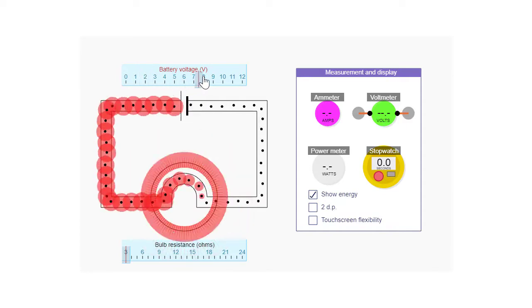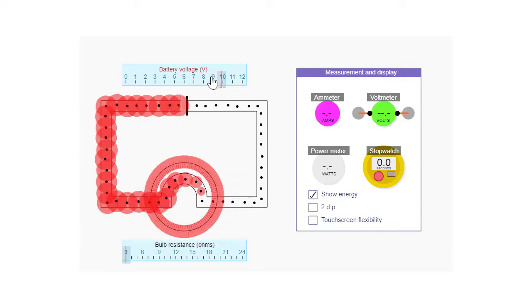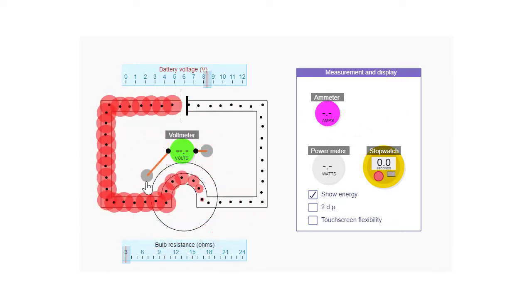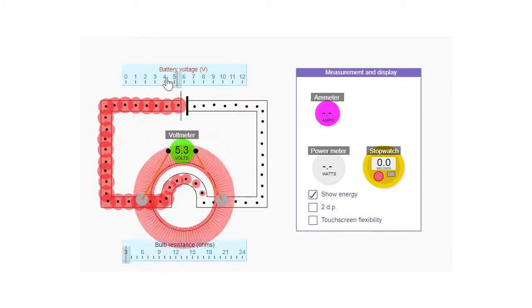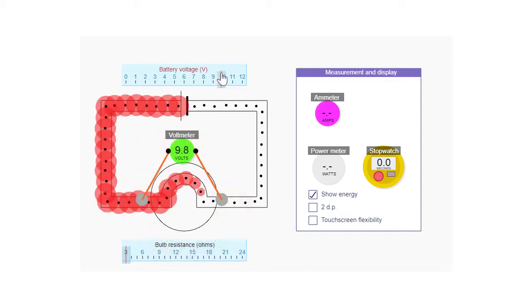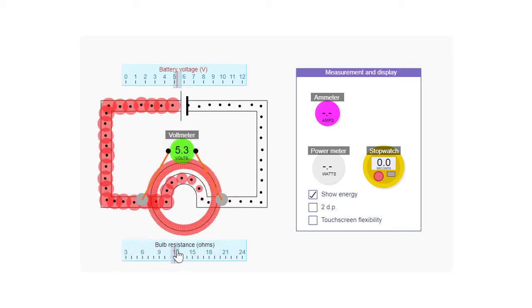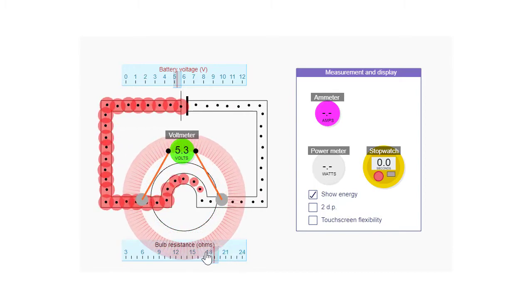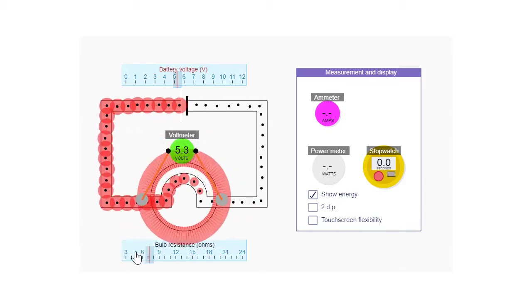Problem number two. With the rope loop model, cause and effect are reversed. In a real circuit, the battery voltage drives the PD across the resistance. Look, when I change the battery voltage, the PD across the resistance changes, and you can tell that by the amount of red stuff per black dot, which tells us something about the voltage. Or I can use the voltmeter. I'll just connect that across the bulb like that. Look, as I change the battery voltage, the voltage across the bulb changes.